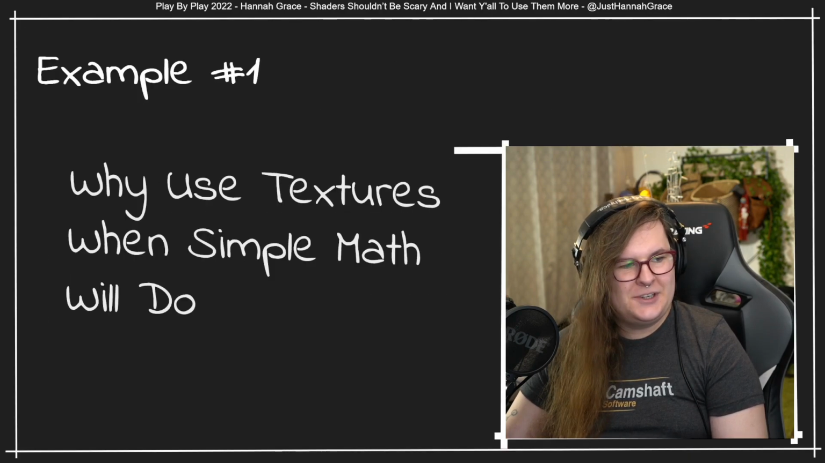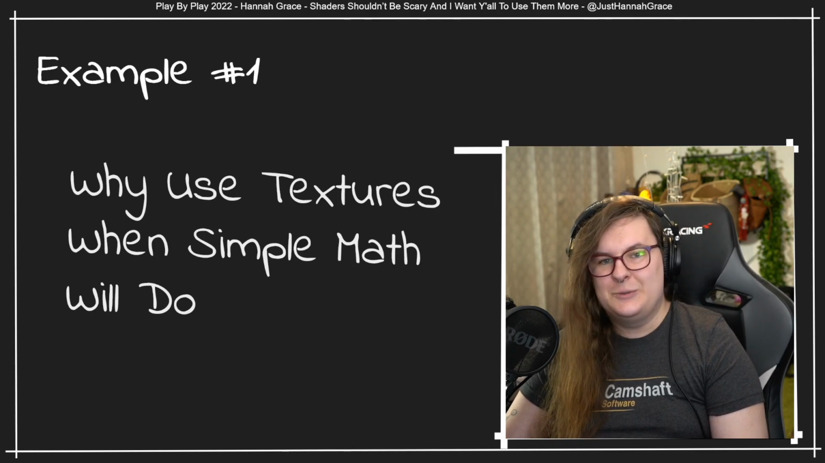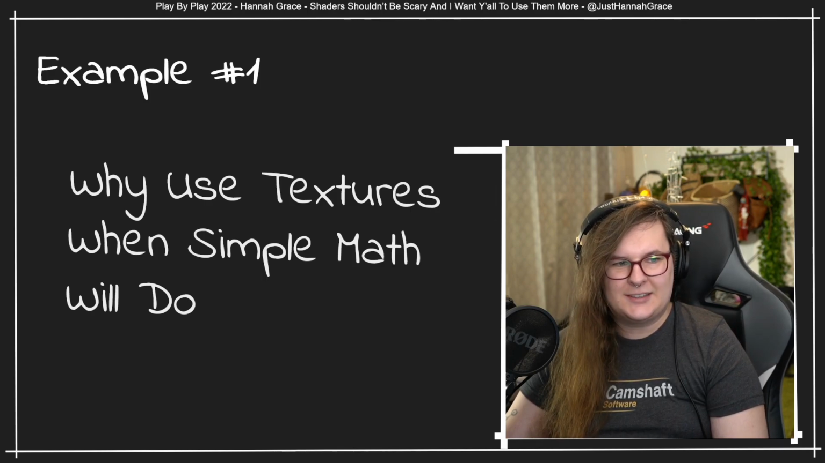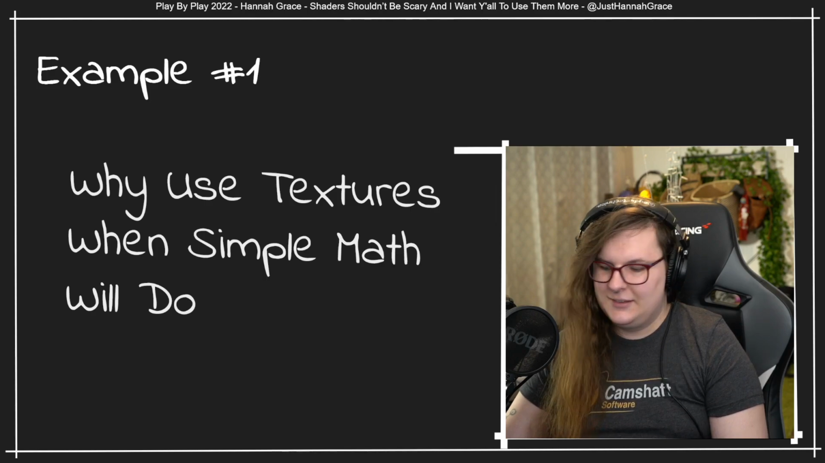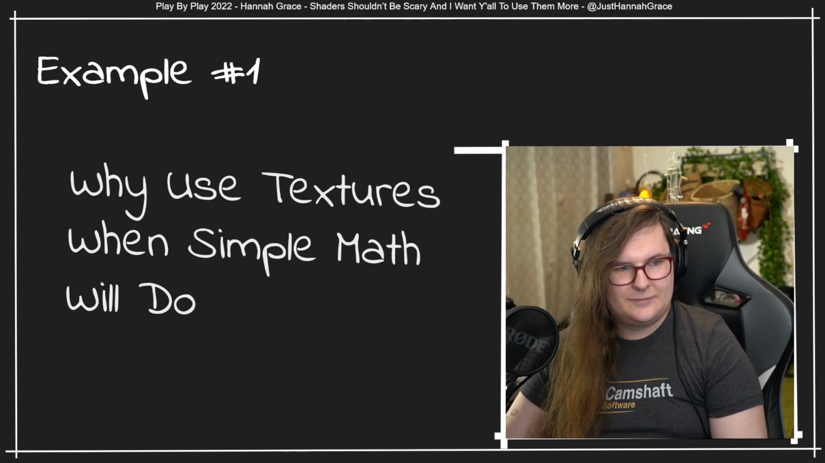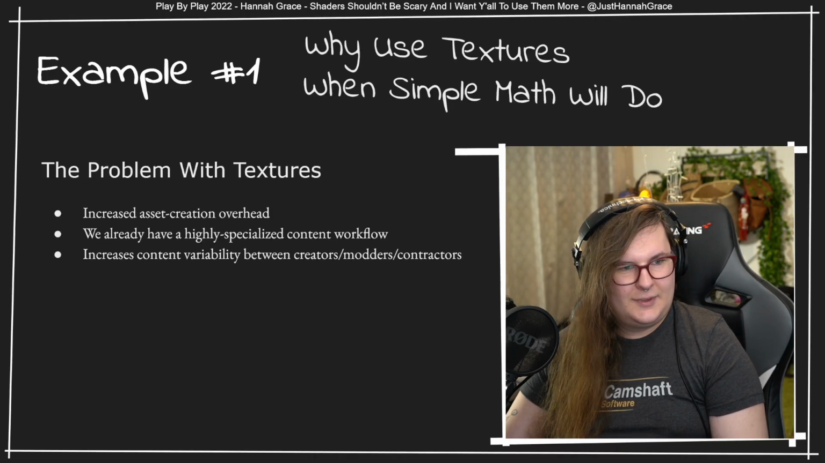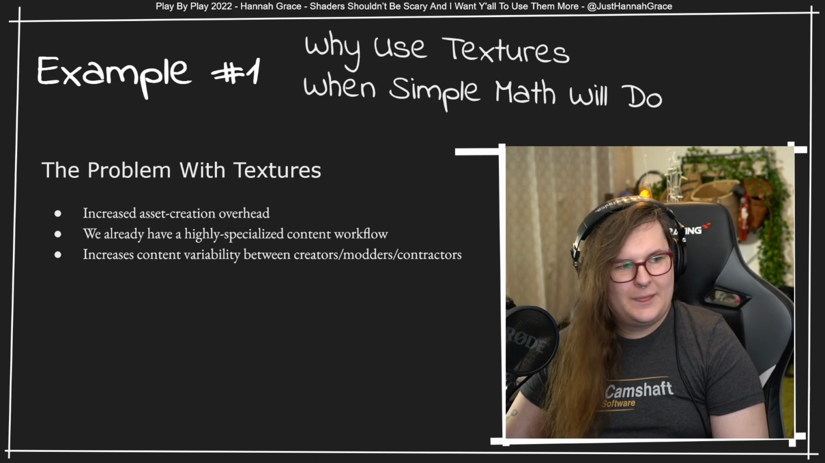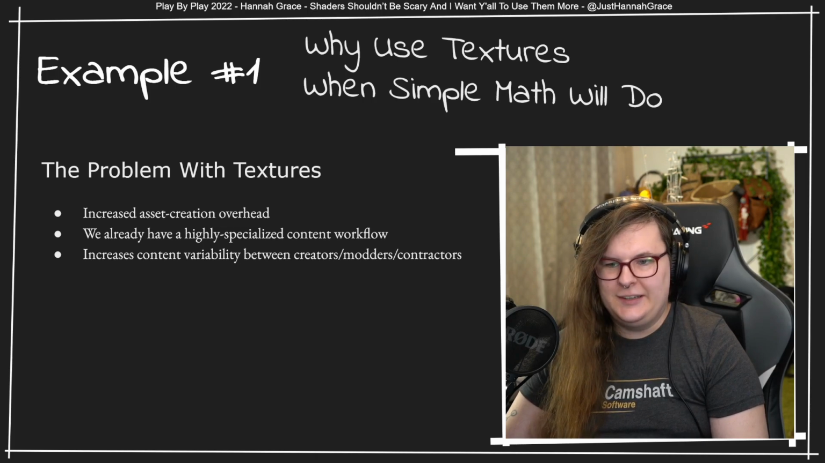First example I want to show you: why use textures when simple math will do? I've got a scenario where I want to add unique detail to a few objects, but using textures for this would inflate the install size and possibly overload the player's video card. There's a few problems with using textures on our game. The increased asset creation overhead is a big one.